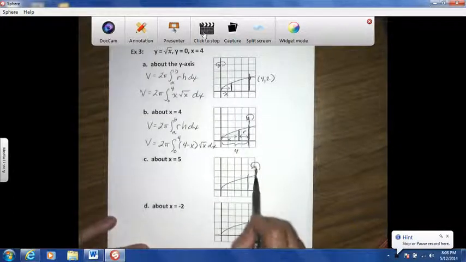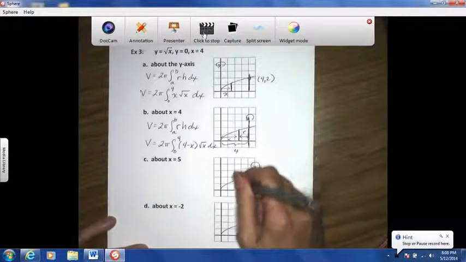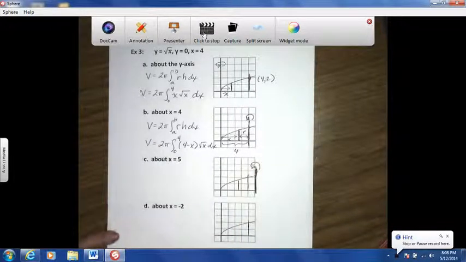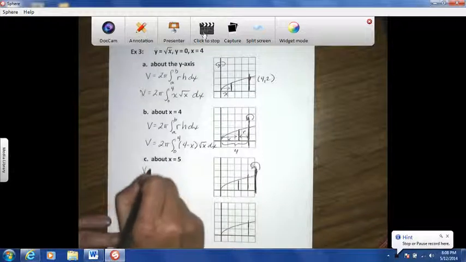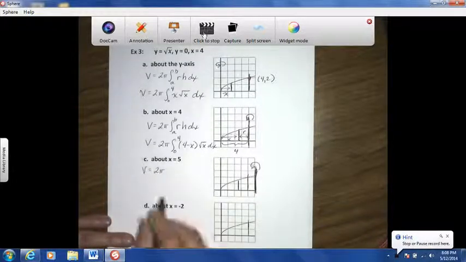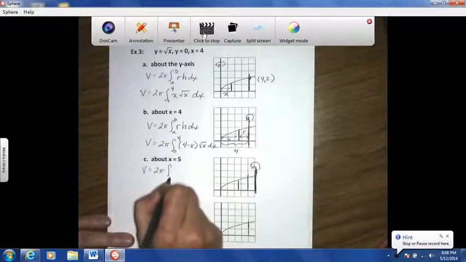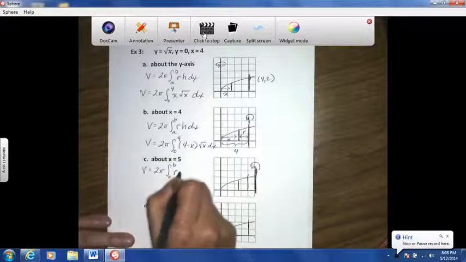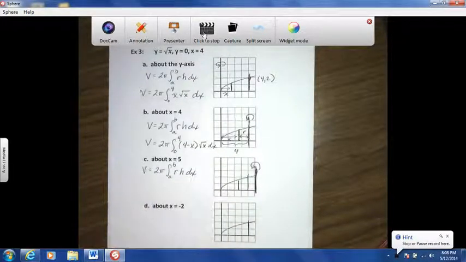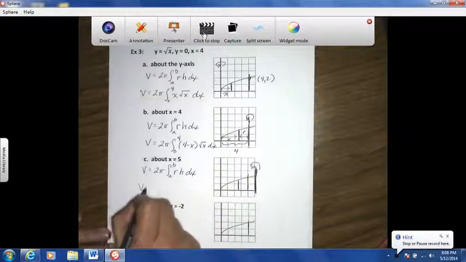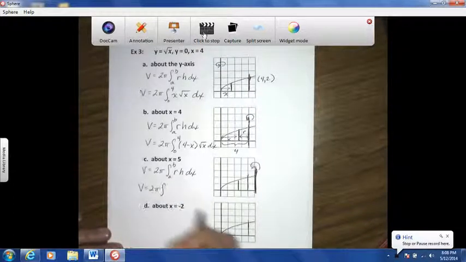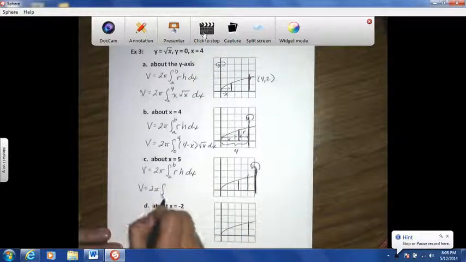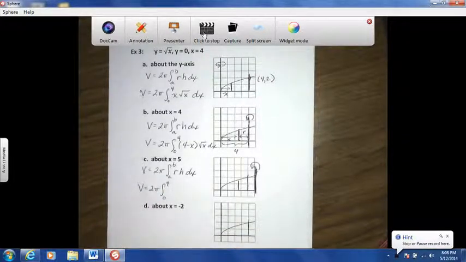If we have a vertical axis of rotation, that means that for shell method, we need to have vertical rectangles. Vertical rectangles mean we're going to be working with x's. So 2 pi times the integral from a to b of r times h, and our thickness, the differential of x. So once again, the x values still range from 0 to 4. That does not change. The region has not changed, so the limits of integration have not changed.